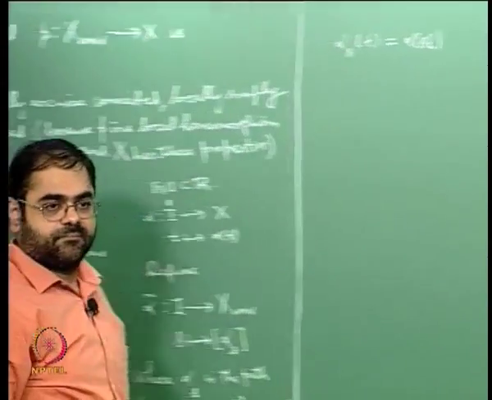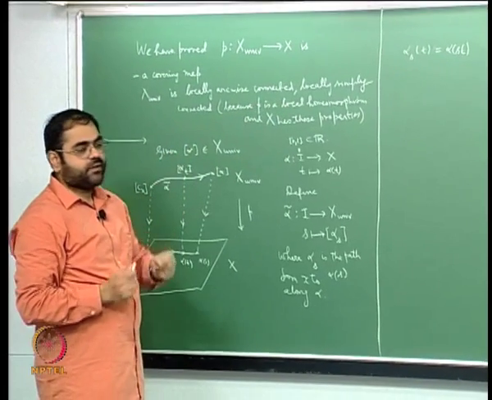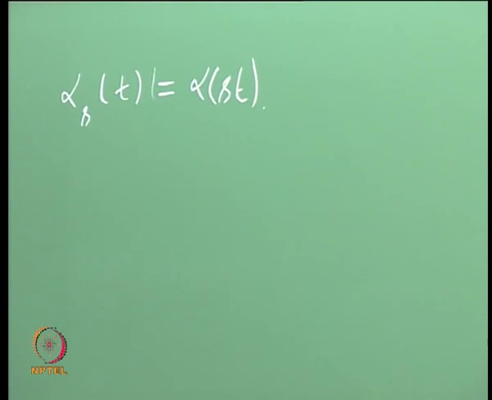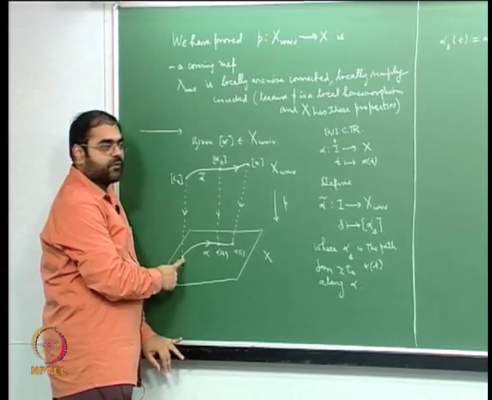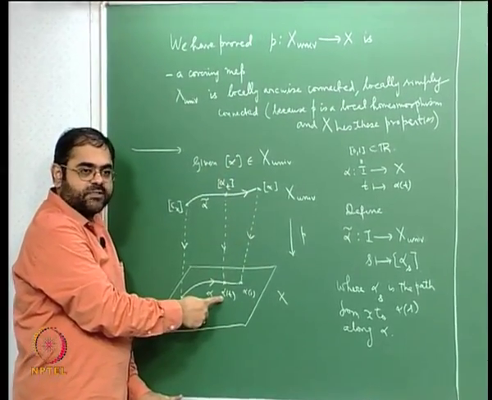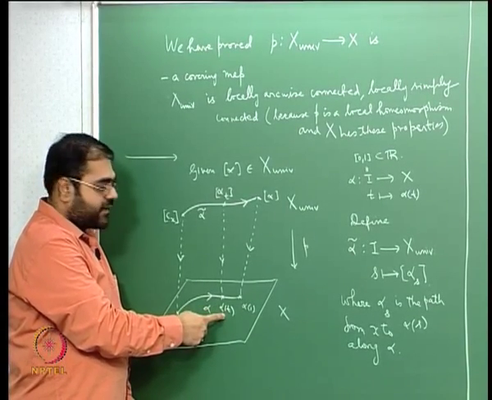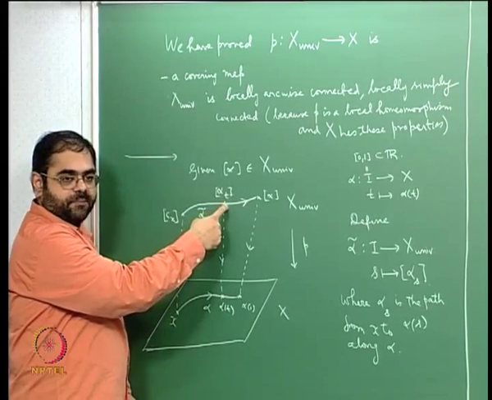So this is the path. You can see that when t is 0 you will get alpha of 0, which is x. And when t is 1 you get alpha of S. So it is a path which starts at x and ends at alpha of S, so it will lie above this endpoint alpha of S, right.